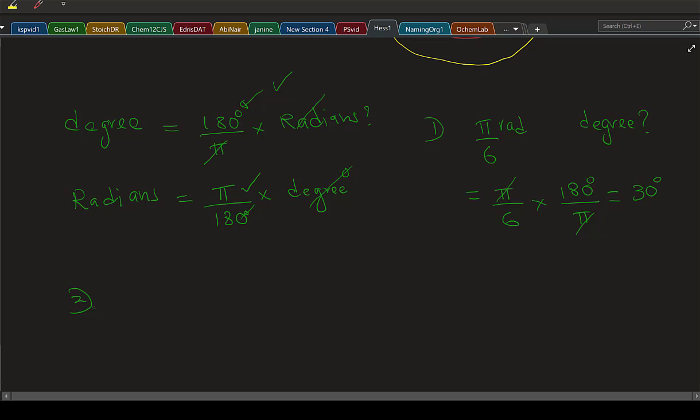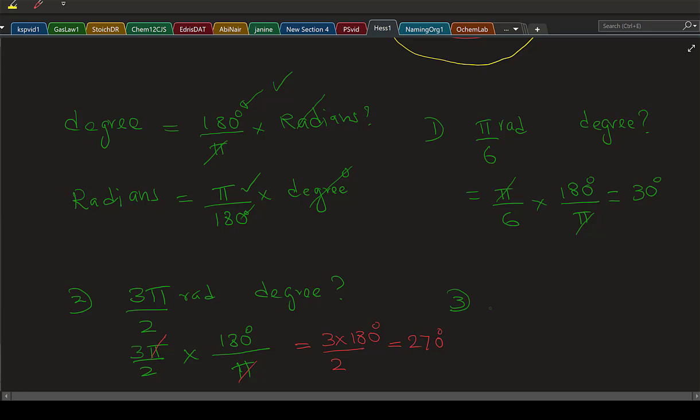So let's look at another one. Let's say 3 pi divided by 2 radians converted to degrees. So now, 3 pi divided by 2 times 180 divided by pi. Pi to pi cancels out. So the math gives you 270 degrees. Got it?